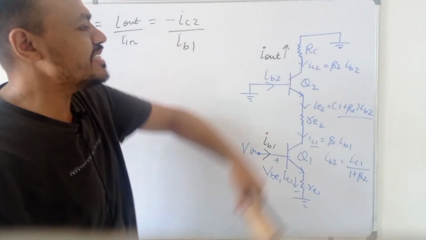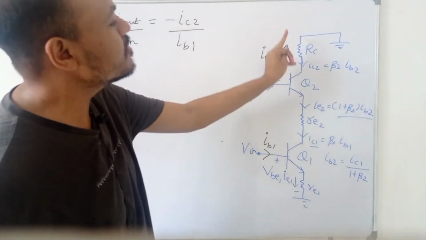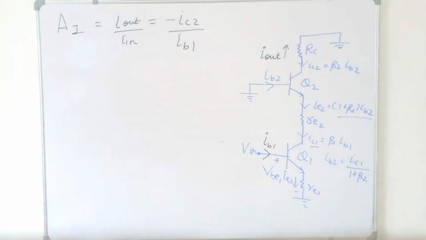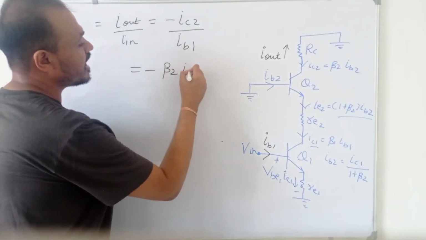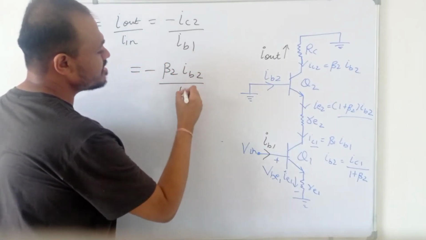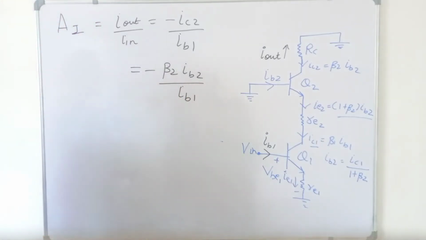Okay, because IC2 will flow downwards and I out will go upwards. So I out is equal to minus IC2 upon IB1. So we can also write it as minus beta 2 IB2 upon IB1.